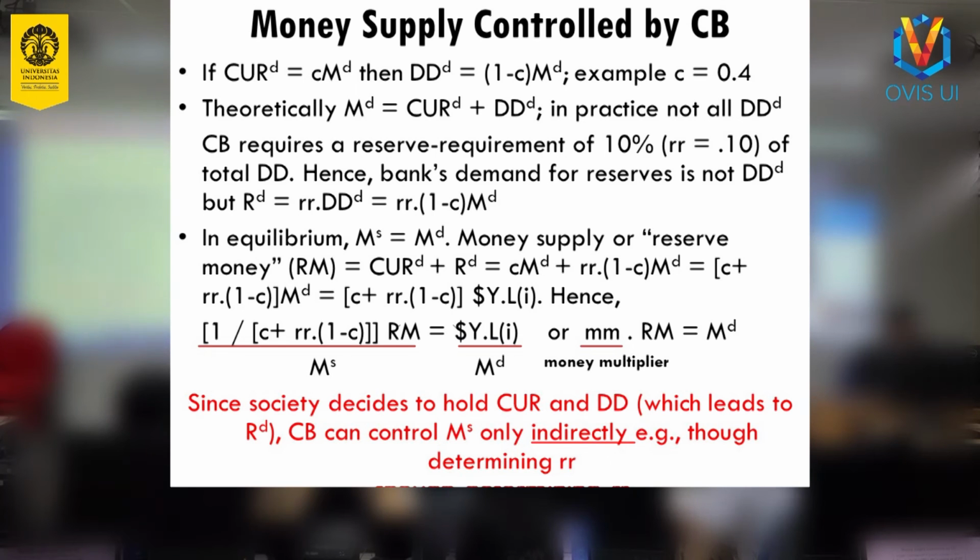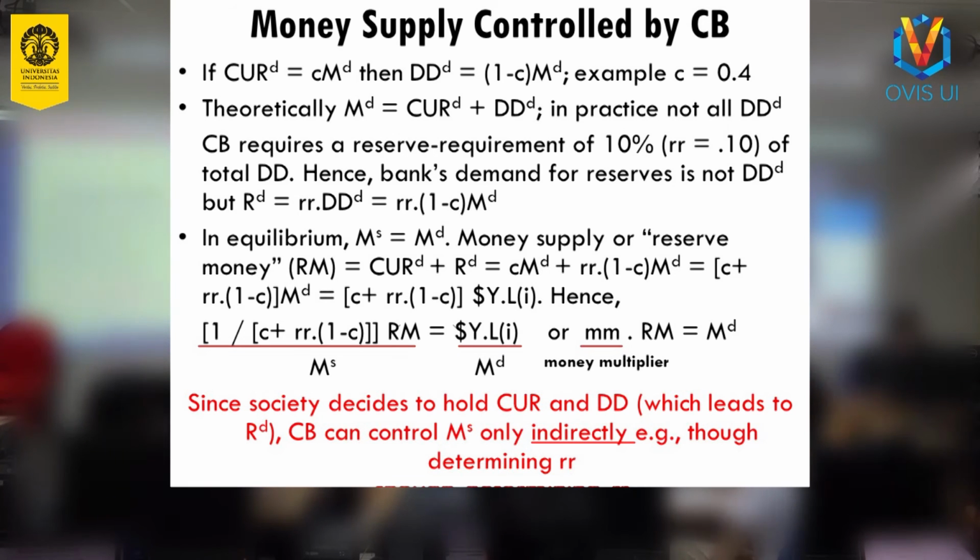Okay? Now, let me ask you the next one. In the money multiplier, RR is controlled by Bank Indonesia. What about C? Can Bank Indonesia control C? I think the central bank cannot control C because it comes from the consumer. Yes, correct.